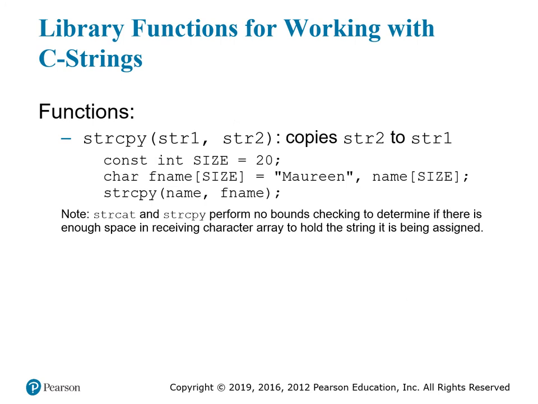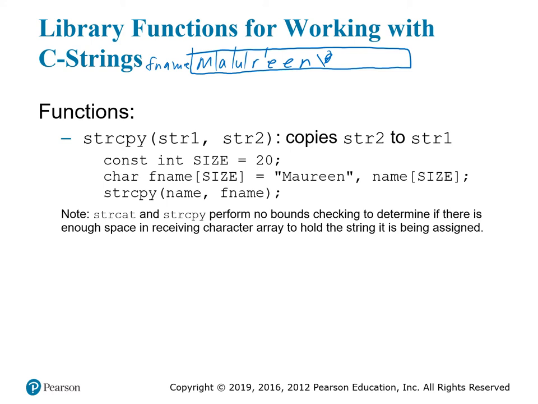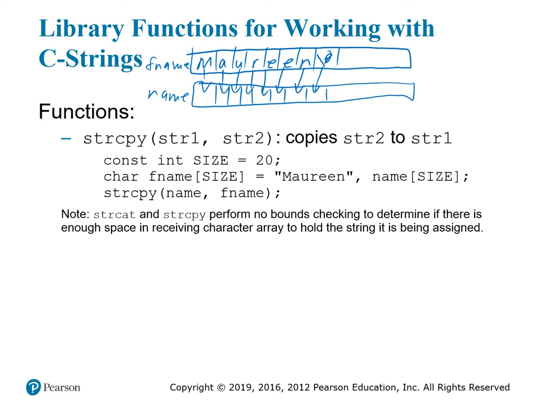Okay, strcpy copies string 2 to string 1. So if we set up fname to hold M A U R E E N \0, and then we create an empty variable of the same size called name, then if we call strcpy, it will just copy each one of these letters over until it finds the null terminator, copy the null terminator, and then stop.